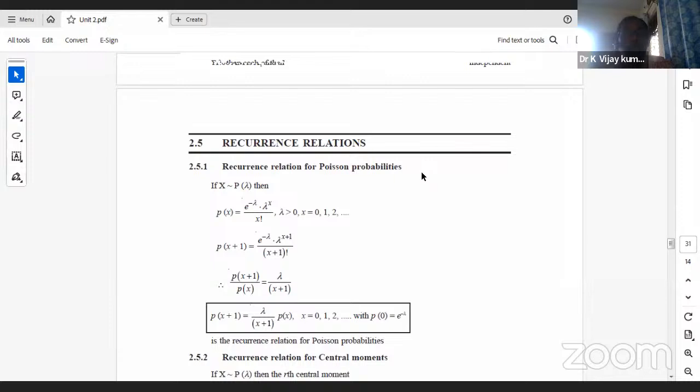So if X follows Poisson lambda, then p of x is equal to e power minus lambda, lambda power x by x factorial, lambda greater than 0, x equal to 0, 1, 2. And p of x plus 1 is e power minus lambda, lambda power x plus 1 by x plus 1 whole factorial.